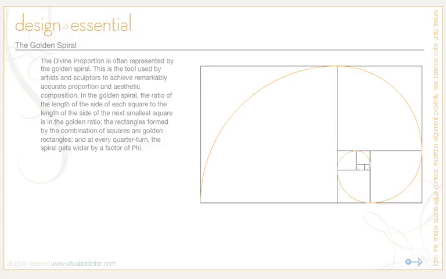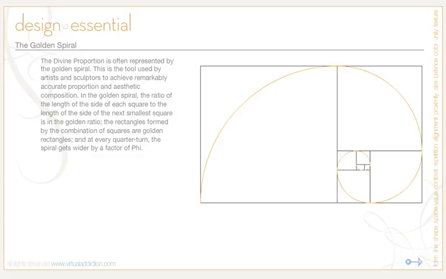The divine proportion is often represented by the golden spiral. This is the tool used by artists and sculptors to achieve remarkably accurate proportion and aesthetically pleasing compositions. In the golden spiral, the ratio of the length of each side of the square to the length of the side of the next smallest square is basically the golden ratio. The rectangles formed by the combination of the squares are golden rectangles, and at every quarter turn, the spiral gets wider by a factor of phi.